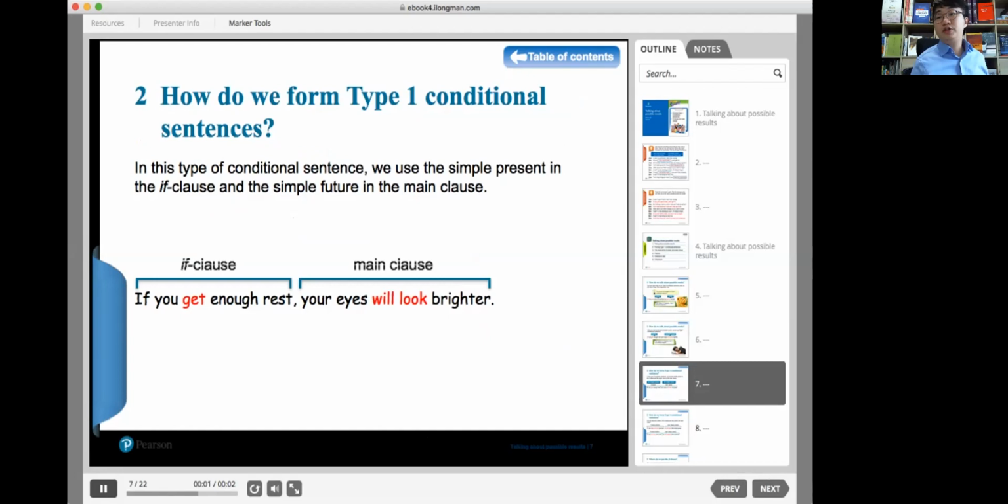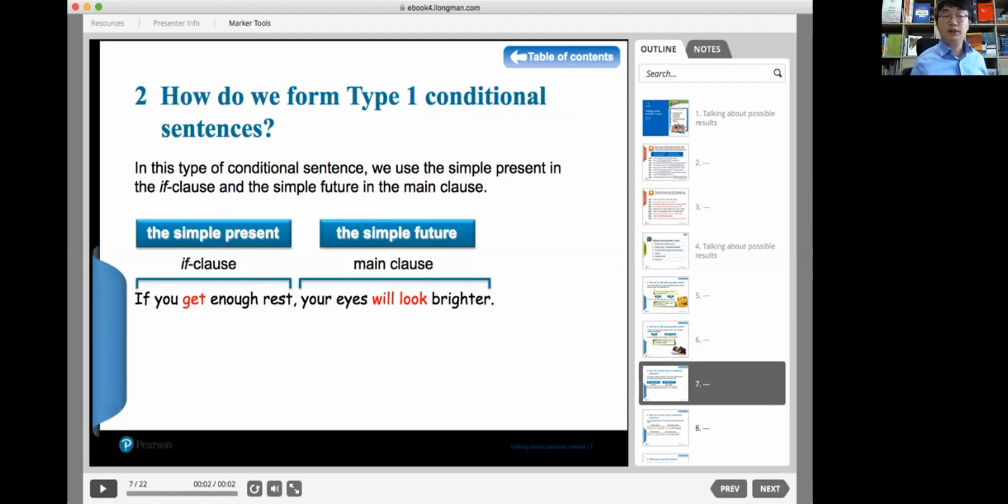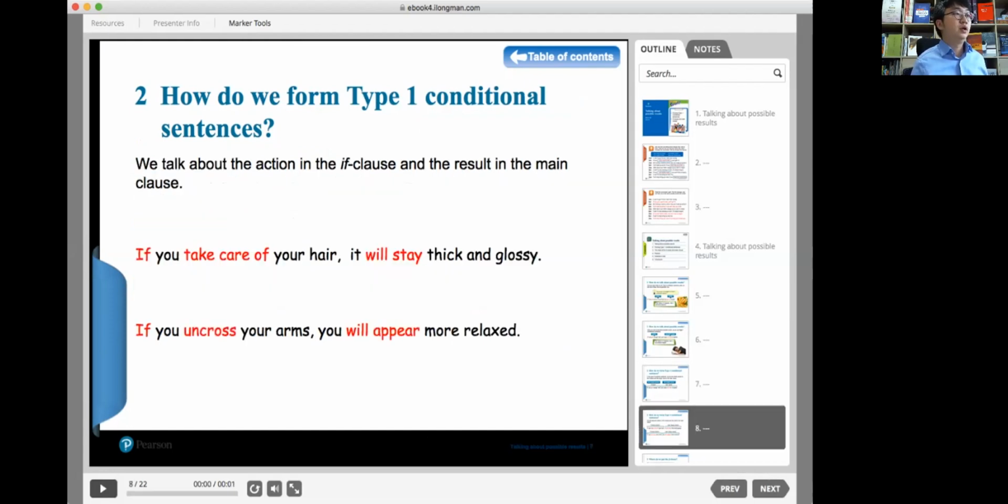So in this type of conditional sentence, we use simple present in the if clause and simple future in the main clause. Here are some more examples. We talk about action in the if clause, like here. If you take care of your hair, this is the if action. This is the condition. If you take care of your hair, or if you uncross your arms.